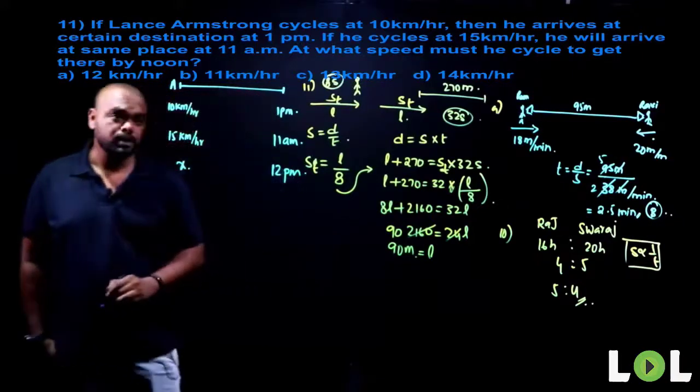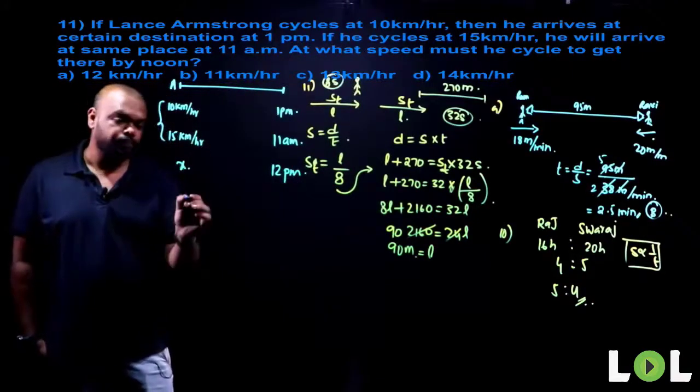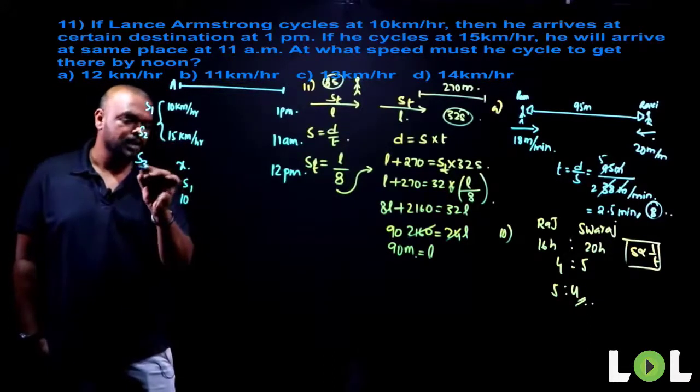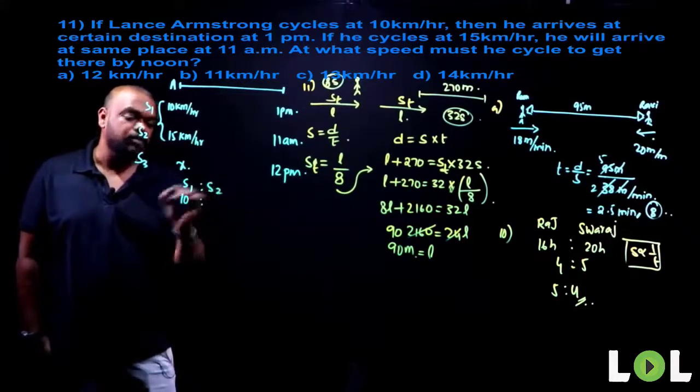What do we do here? Now if I take these two speeds, a ratio 10:15, let us call them S1, S2, S3. S1 is to S2 is how much?